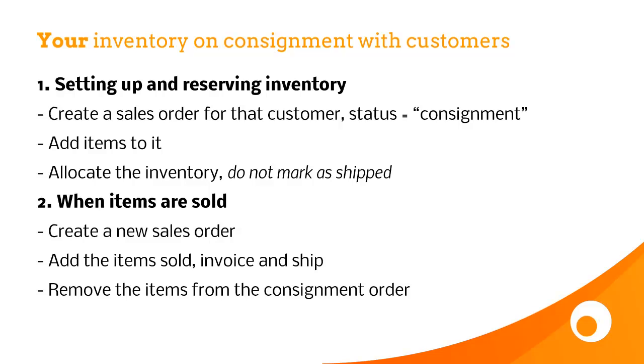So the second stage is perhaps monthly, when the customer sends you a report of what they've sold. You create a new sales order, add the items that they have sold, invoice, and mark this as shipped. You then remove those items from the original consignment order, which is holding the remaining inventory allocated.